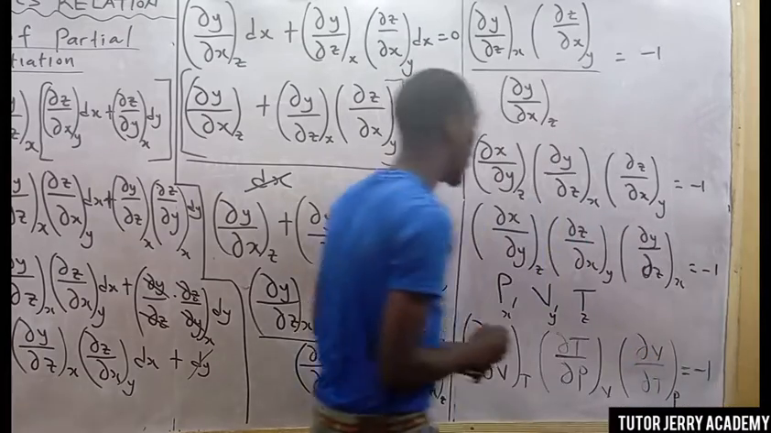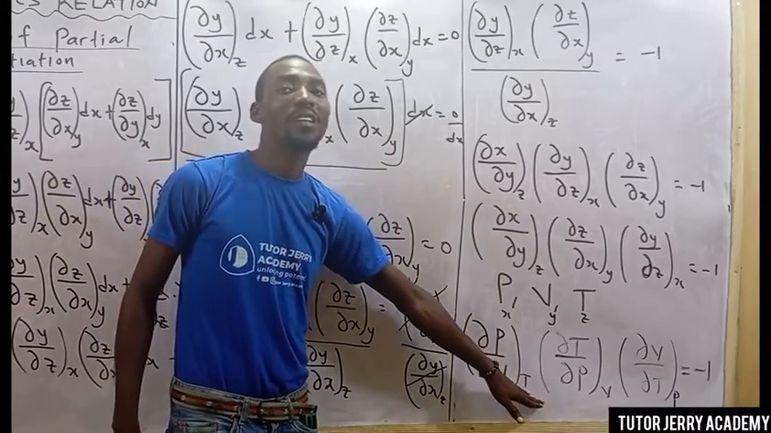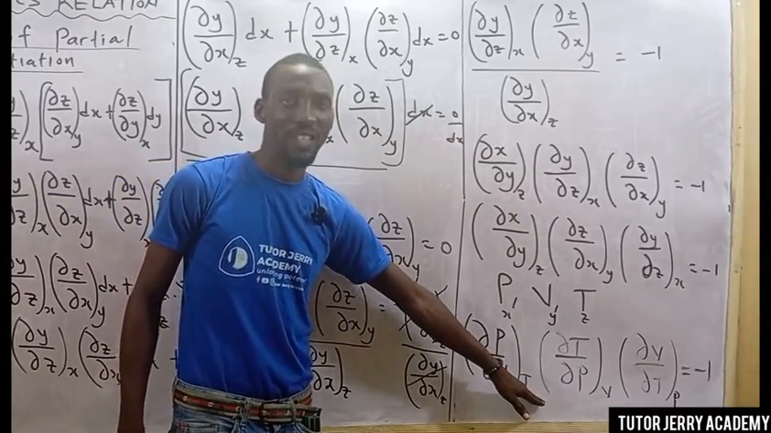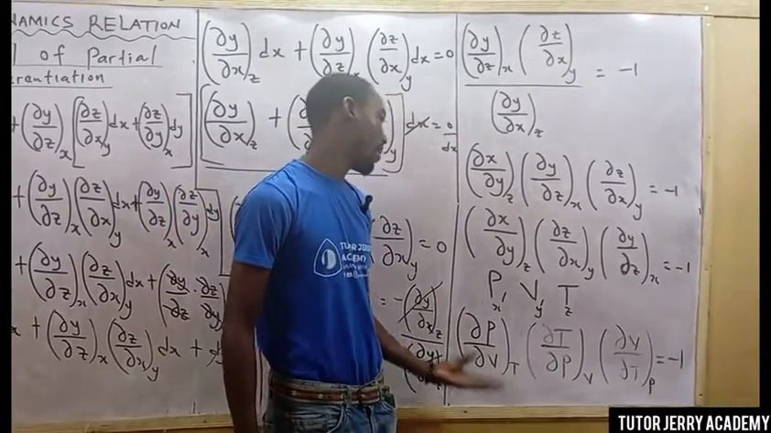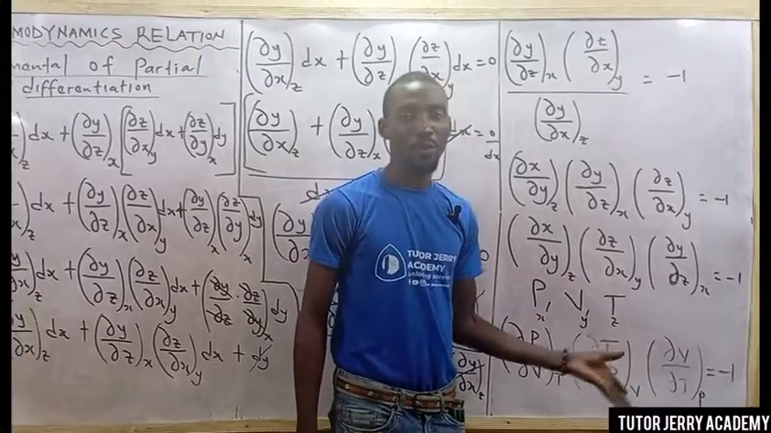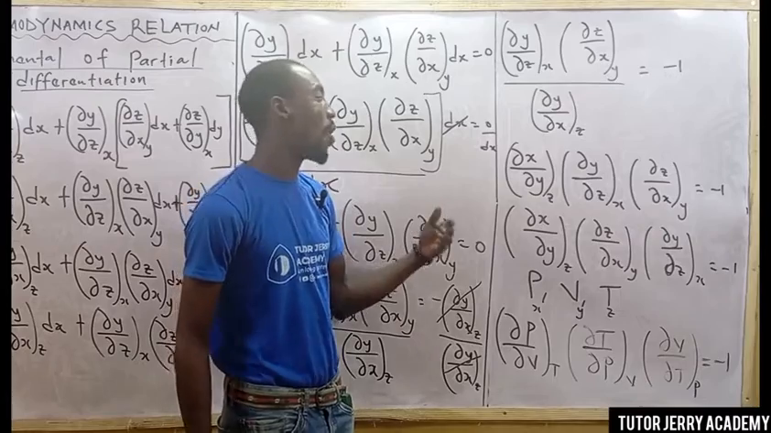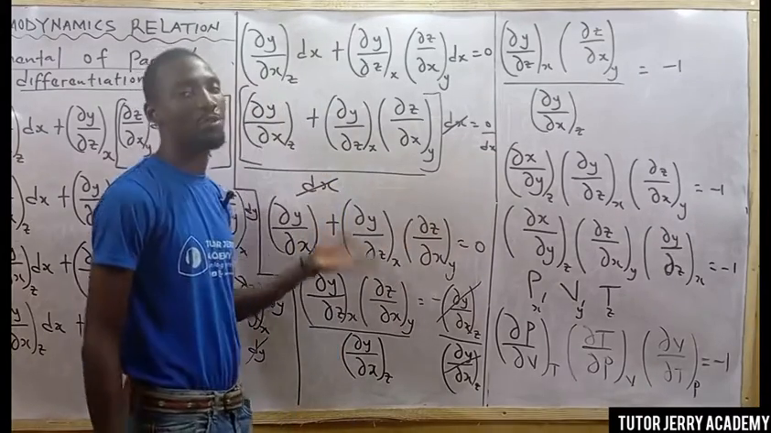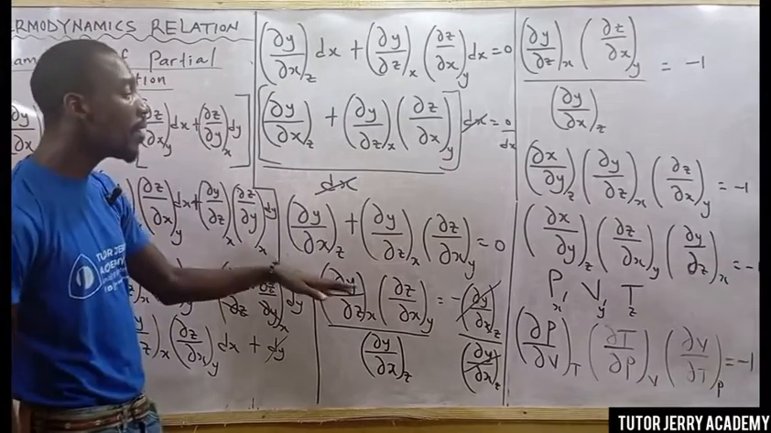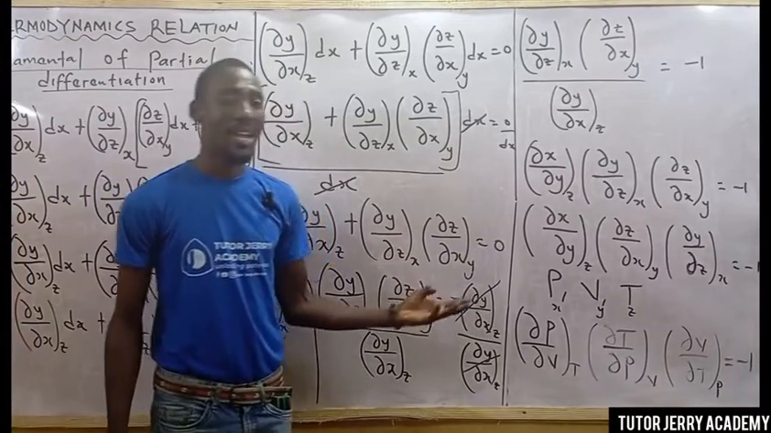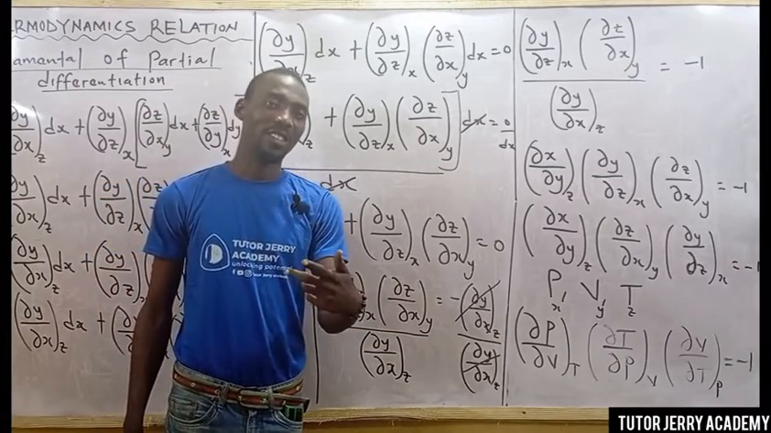So this is P, which is equal to minus 1. All right. So this equation here is being referred to as what? Cyclic relation. Relating what? It's relating temperature, pressure, and volume. So this equation will be used for our further learning as we proceed in this topic. All right, so stay tuned for our next topic, which is going to be derivation of Maxwell relation. Thanks.